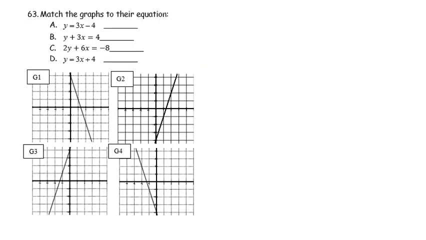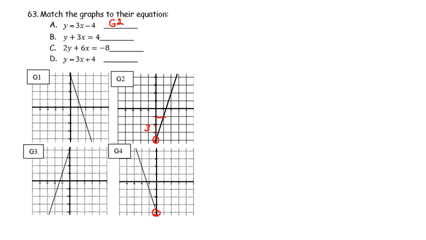Number 63, match the graphs to their equations. So right here we've got y equals 3x minus 4. So that means we're looking for a y-intercept of -4, and we're looking for a positive slope of 3. So right here we've got a y-intercept of -4, and on G4 we've got a y-intercept of -4. But G2 has a positive slope, and let's see if it goes up 3 over 1. Up 1, 2, 3. Up 3 over 1, so this one, G2, would be A.